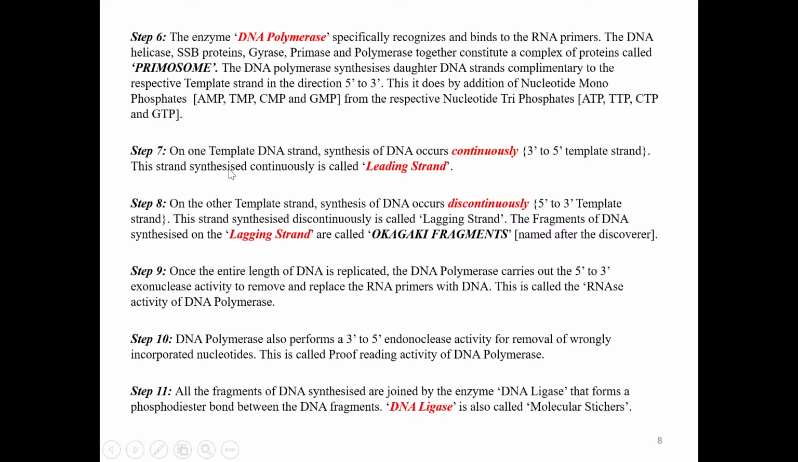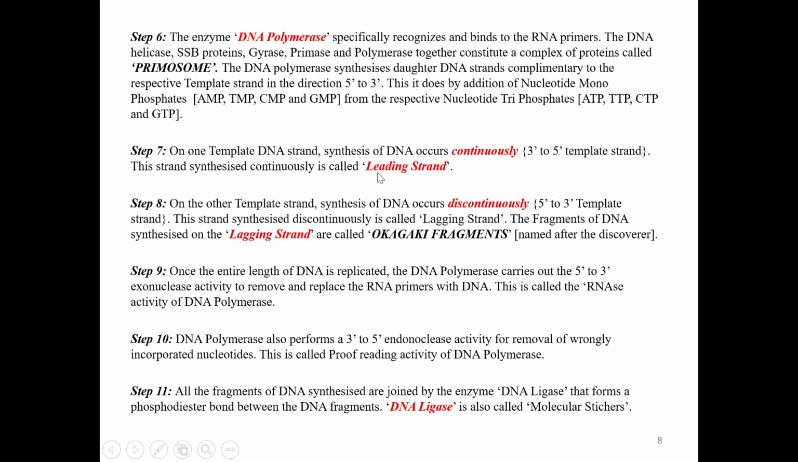In the next step, on one template DNA strand, synthesis of DNA occurs continuously, that is on the 3' to 5' template strand. The strand synthesized continuously is known as the leading strand. On the other template strand, synthesis of DNA occurs discontinuously. This strand synthesized discontinuously is called the lagging strand, and the fragments of DNA synthesized on the lagging strand are called Okazaki fragments.